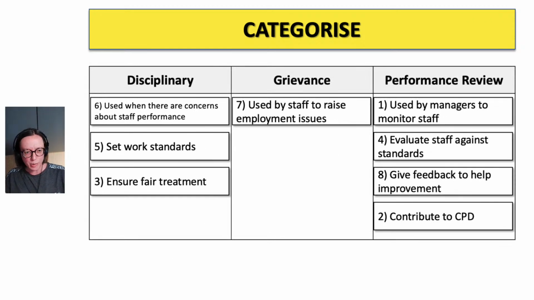So disciplinary policies, these are used when there are concerns about staff performance. So if a manager is concerned about the way that someone is doing their job, they may use the disciplinary policy. Disciplinary policies set the standards and the expectations of the job, and then they use those to say, look, you haven't fulfilled your job role correctly because you haven't done X, Y, and Z.